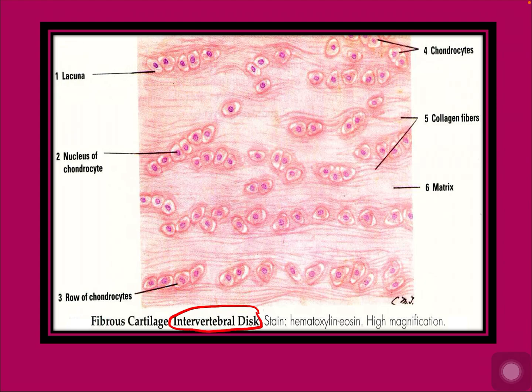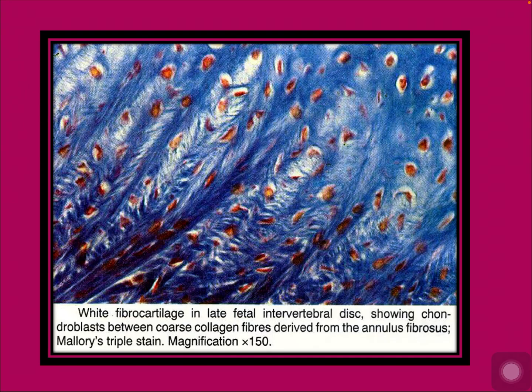So this is again high magnification. You can clearly appreciate the difference between this cartilage and the hyaline cartilage we have just seen. Here it is appearing as rows, no cell nest. It is appearing as rows, and these are the fine collagen fibers. So it is fibrocartilage. This is a fetal intervertebral disc. These are coarse collagen fibers, and the stain is Mallory's triple stain. This is how we can nicely appreciate the cartilage cells in a different color.